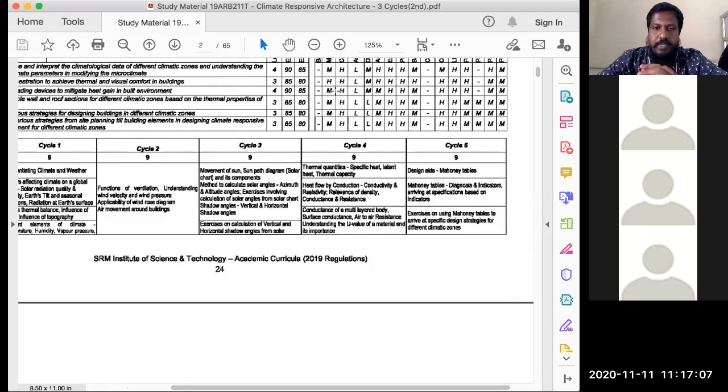The fourth one is going to be about the thermal properties. This is more related to conductivity. How is the heat gain getting into a building through any openings? What are the ways in which heat is transferred into a structure? So how the heat flow happens. So these are the conditions.